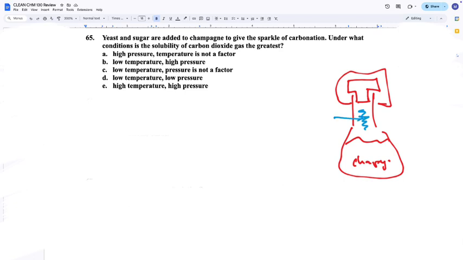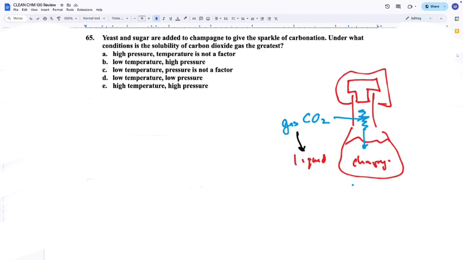Gas. What gas do we want that to be? That should be our carbon dioxide. Because what we're trying to do is force that carbon dioxide gas to be where? I want to get that gas to go into the champagne, which is a liquid. So really what I'm talking about is what is necessary to make a gas turn into a liquid. That's what the question asks.